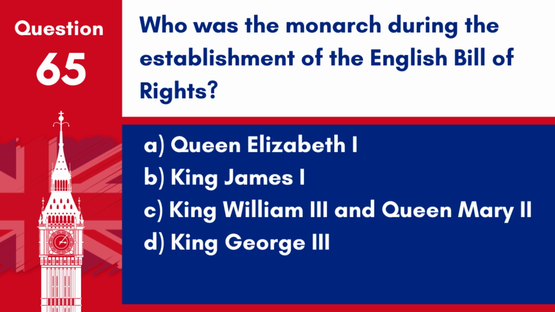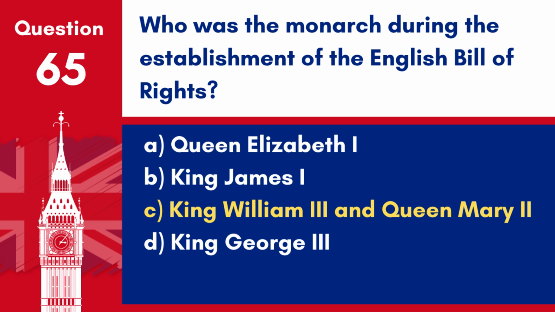Question 65. Who was the monarch during the establishment of the English Bill of Rights? A. Queen Elizabeth I. B. King James I. C. King William III and Queen Mary II. D. King George III. Answer C. King William III and Queen Mary II.